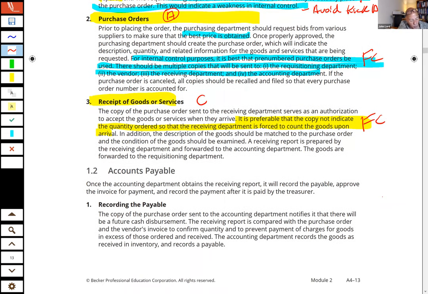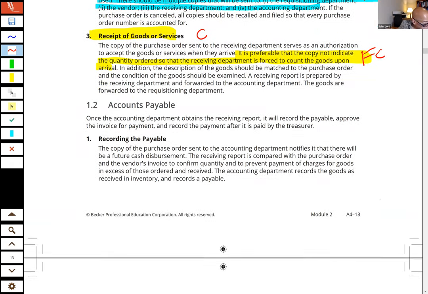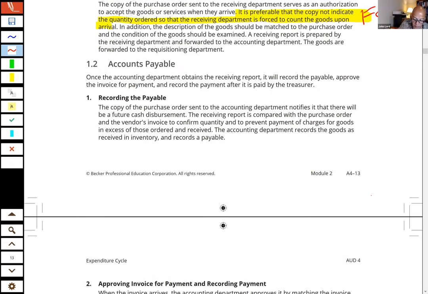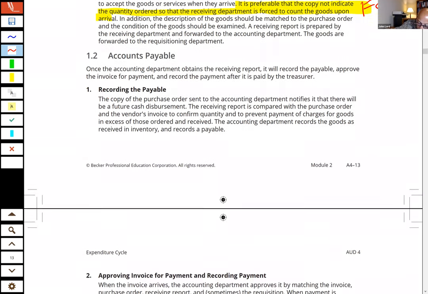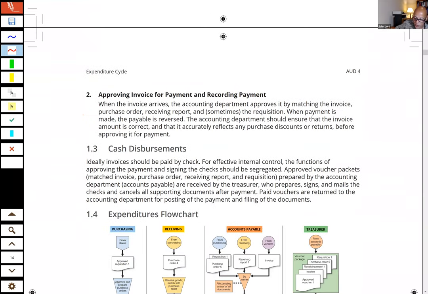Okay, good. Now you come over and take a look at the next page, and let's look at the accounts payable and recording the payable, which is obviously a record keeping step. But I want to come down to approving the invoice for payment. When we look at approving the invoice for payment, this is sort of an authorization slash record keeping step. It's a little combined here.